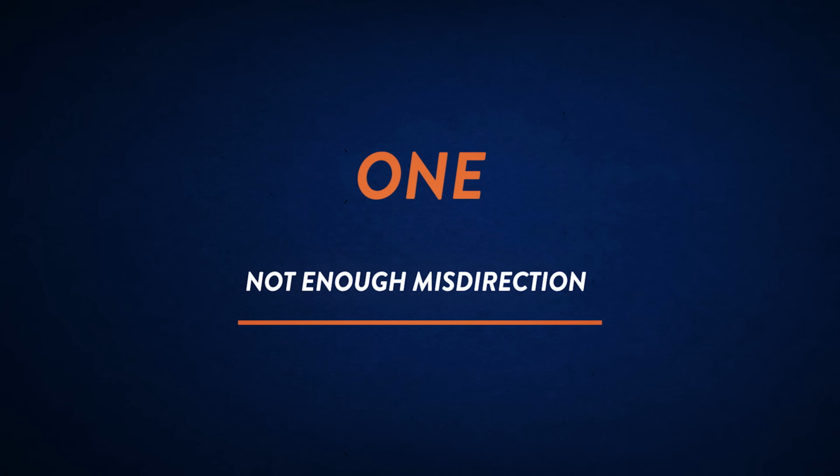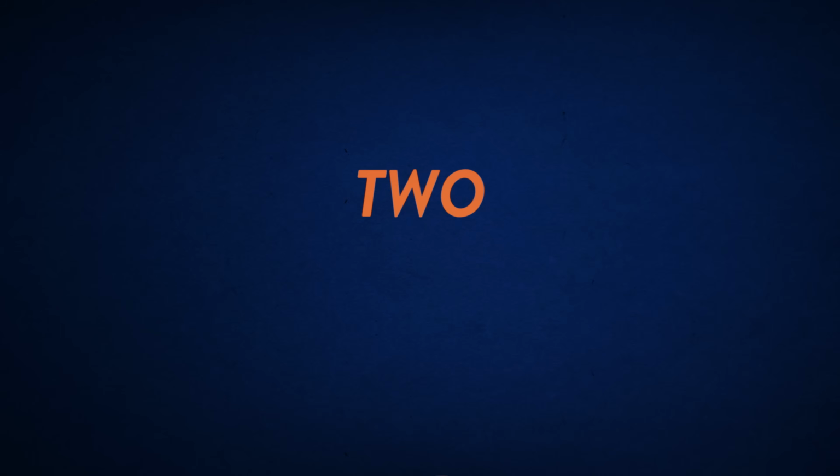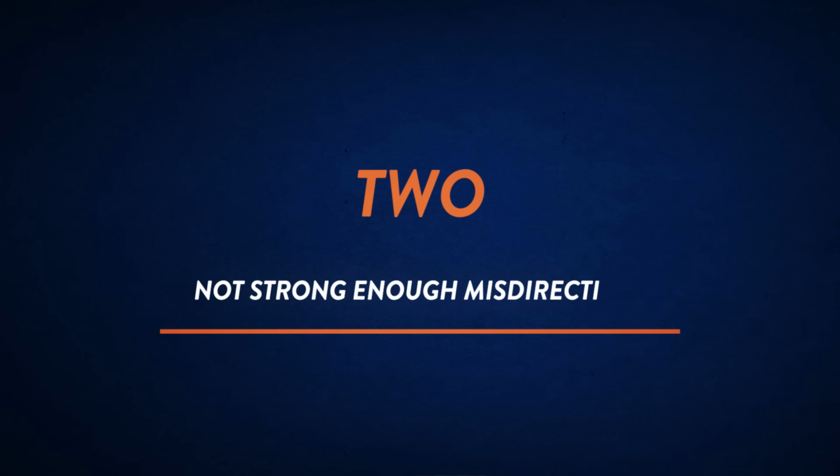Now, there's two main mistakes that writers make with this. One is they don't include enough misdirections. If you only misdirect a couple of times, it's going to be easy for the reader to sort of see through that and be like, I know who it is. The second main mistake that they make is that the misdirections aren't strong enough. You really have to convince the reader that maybe it is this person.